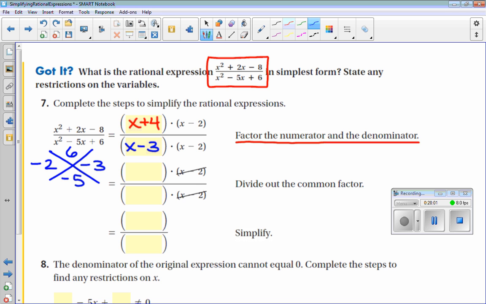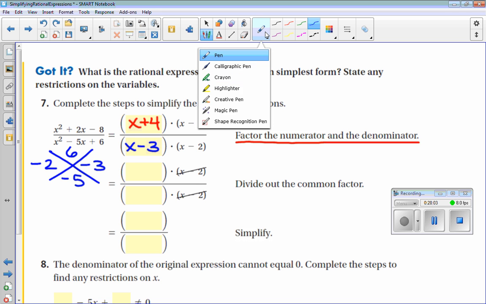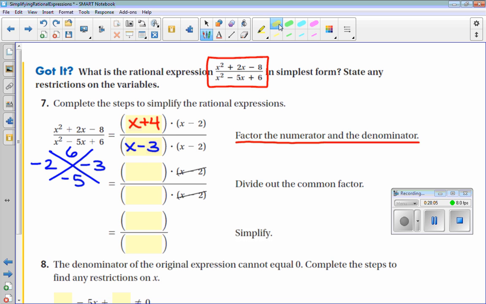All right, so we're going to cancel out our common factor. There's a hole in the graph when x minus 2 equals 0. I agree. And what is left, as Tim said, is just what's left: x plus 4 over x minus 3. Done. Yes. It's not hard.